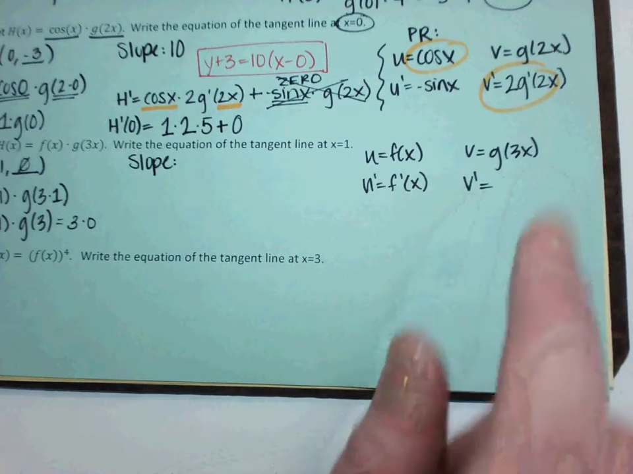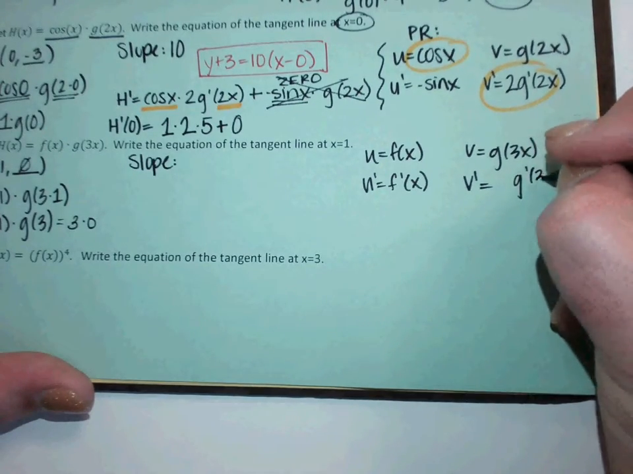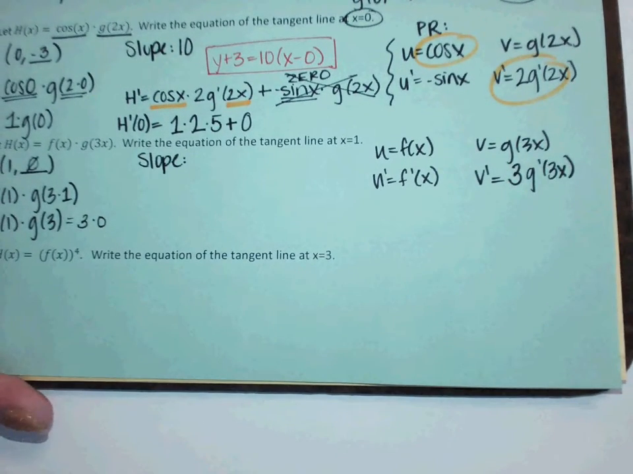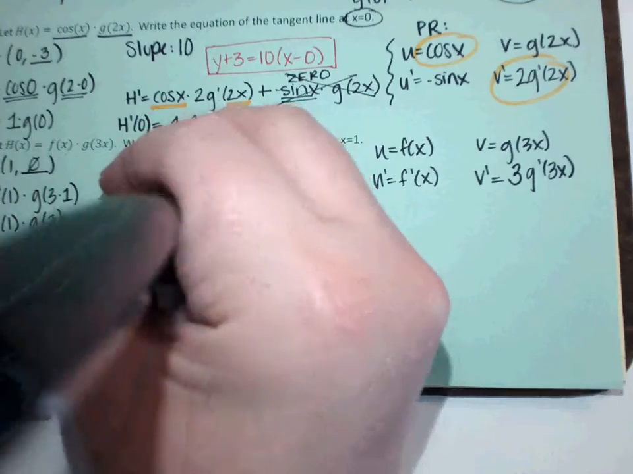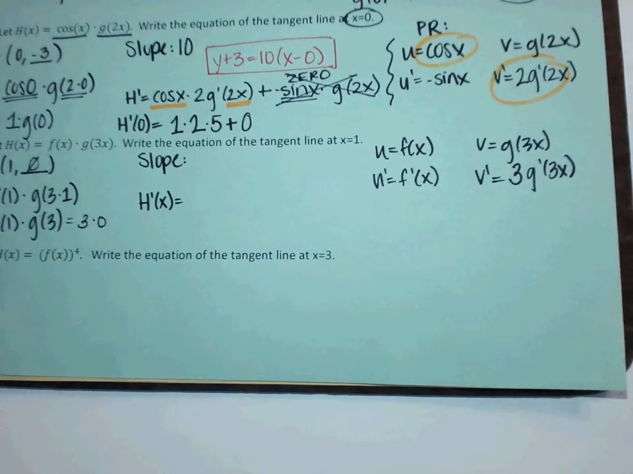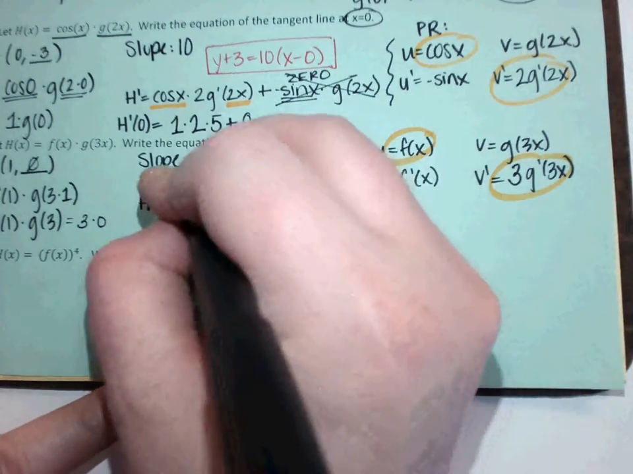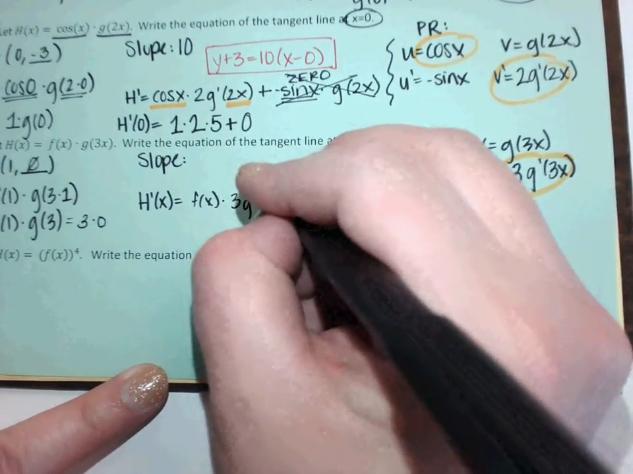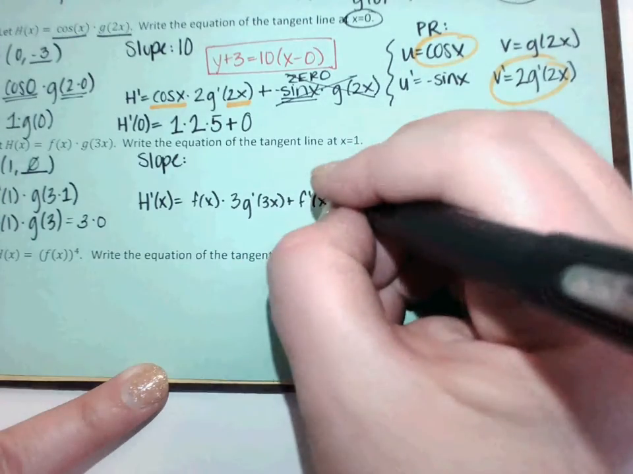Okay? Alright, so v prime, derivative of g of 3x is g prime 3x times 3. And I'm going to put the 3 in the front. You can put it wherever you want though. Okay, my original was called h. My derivative will be called h prime. So I'm going to do one diagonal plus the other. I'll do this guy first. So I have f of x times 3g prime of 3x plus then f prime of x times regular g of 3x.